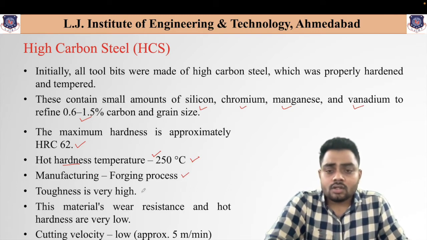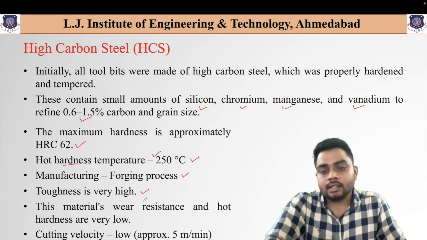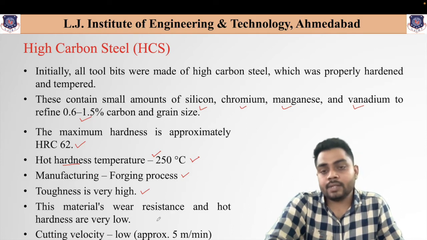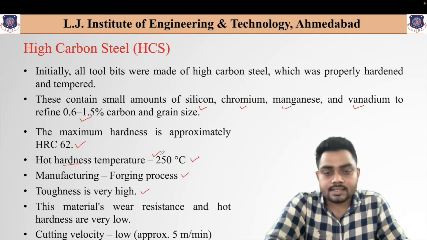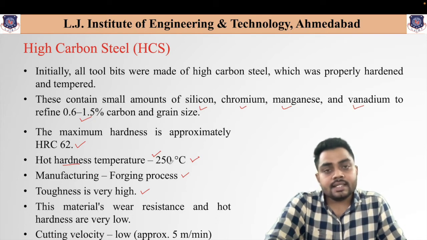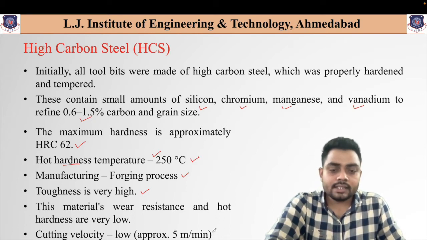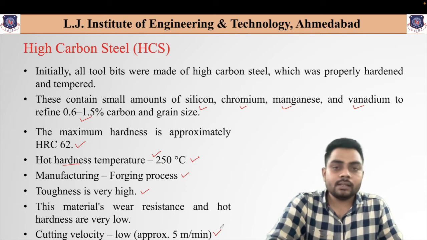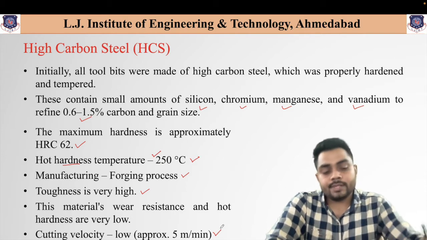Now the toughness of this material is very high due to the carbon content. This material's wear resistance and hot hardness are comparatively low, because as you can see this is 250 degrees Celsius, and this value is comparatively low compared to the materials available nowadays. The cutting speed used for this tool is approximately in the range of 5 meters per minute. So this tool was used in earlier times, and nowadays there are many advanced tools available that we will discuss in our further topics.